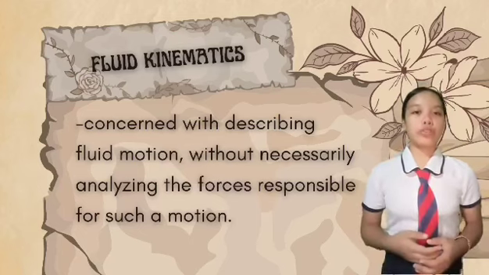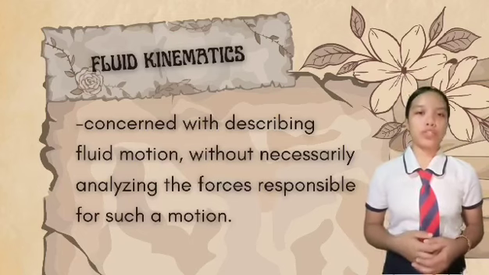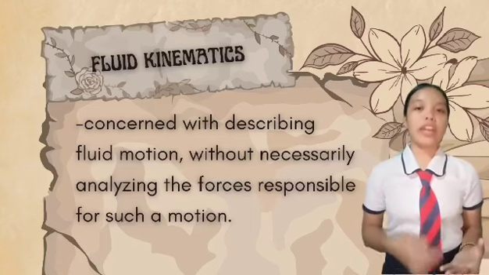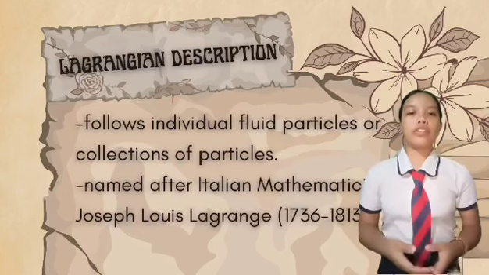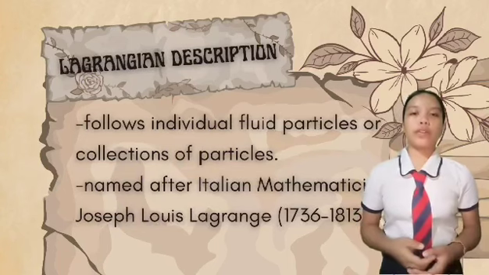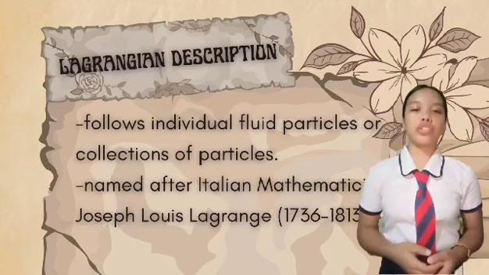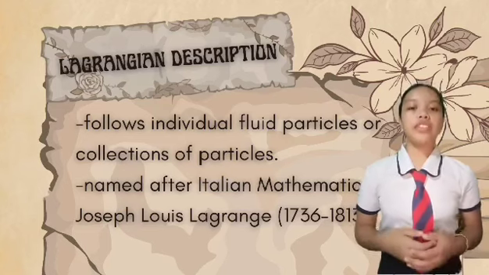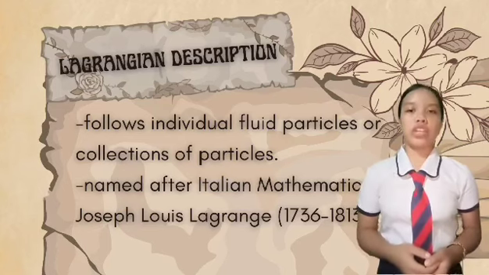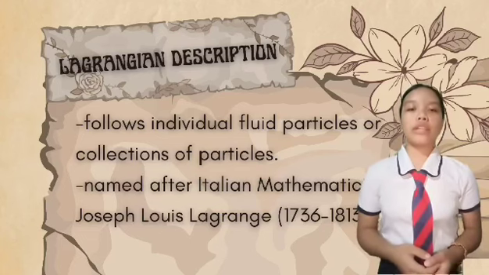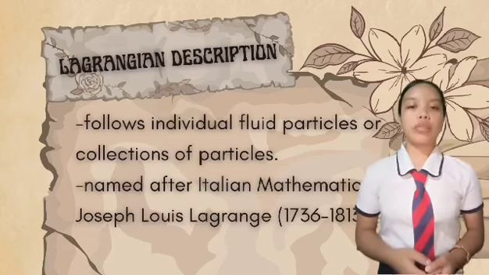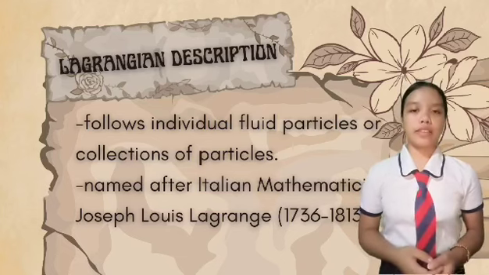There are two descriptions used to describe fluid motion, namely the Lagrangian and Eulerian descriptions. The Lagrangian description follows individual fluid particles or collections of particles. It is named after the Italian mathematician Joseph Louis Lagrange. It also requires us to track the position and velocity of each fluid parcel, which we refer to as a fluid particle and take to be a parcel of fixed identity.